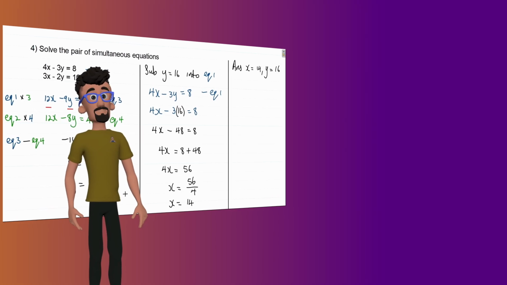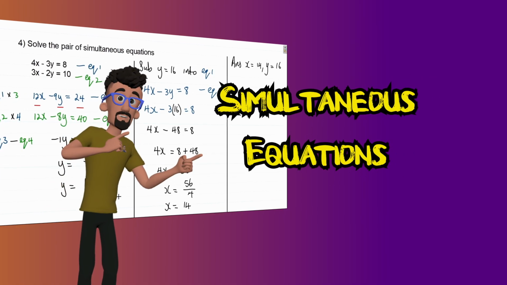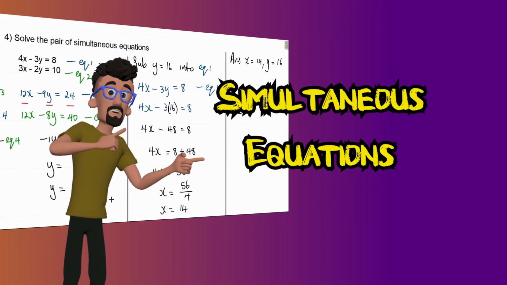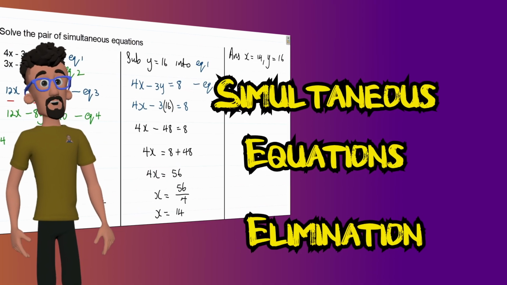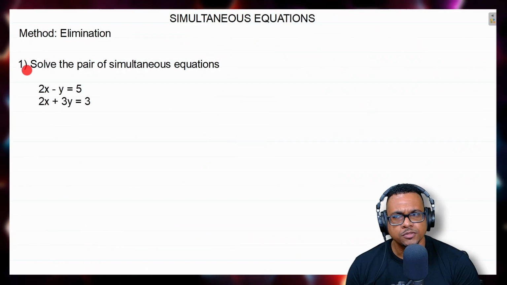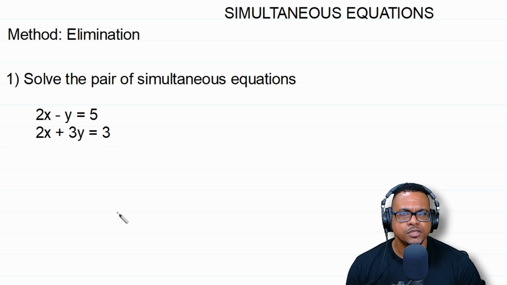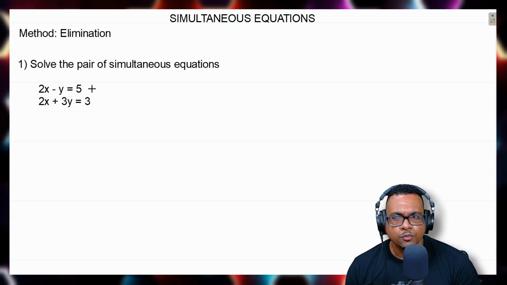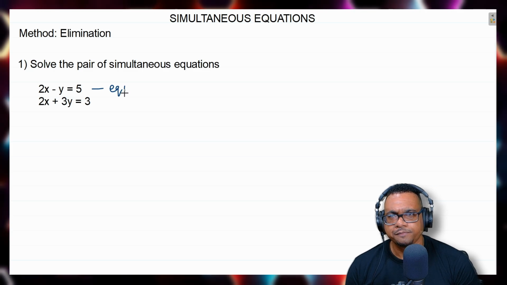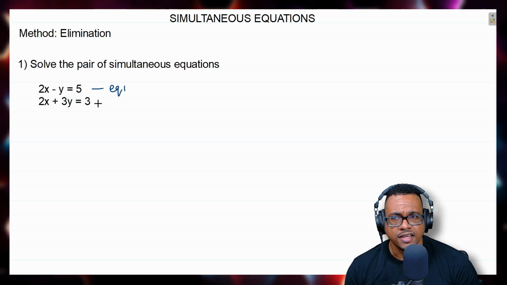In this video, we want to look at how to solve simultaneous equations, and the method we would use would be the elimination method. So here I have my first question where we want to solve the pair of simultaneous equations. We have 2x take away y is equal to 5, and we have 2x plus 3y is equal to 3. So the first thing we'll do is label our equations. This first one, I'll call equation 1, and the second one, I'll call equation 2.